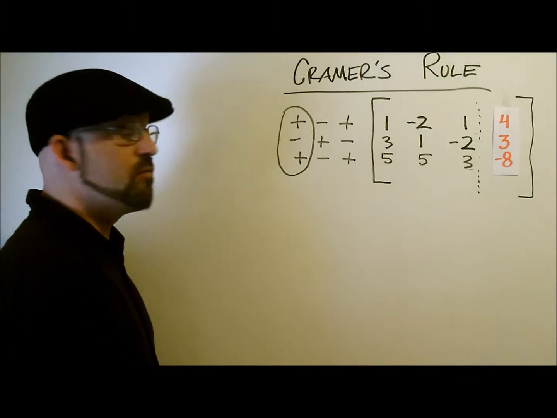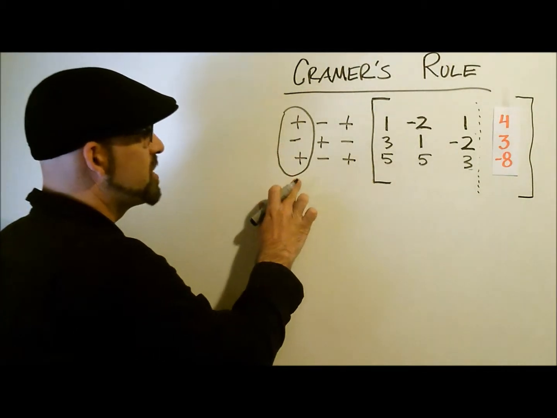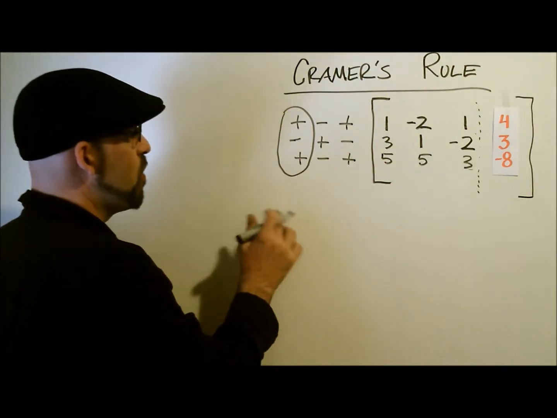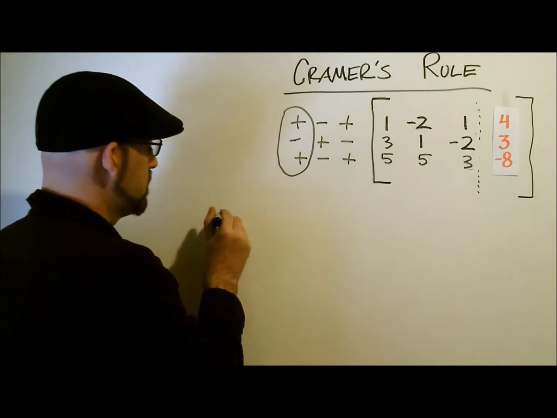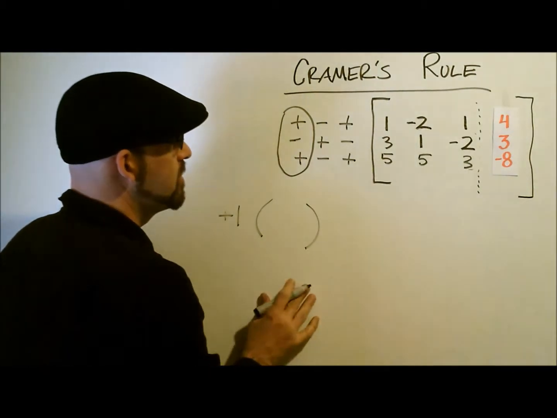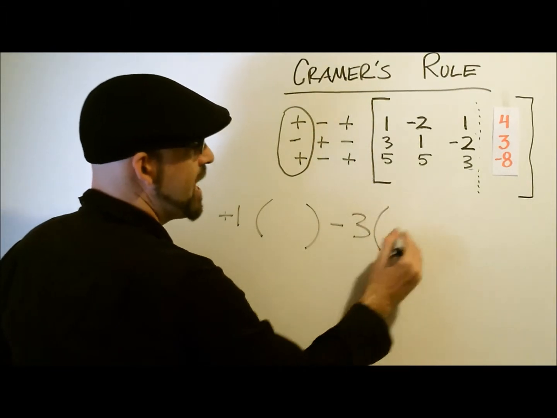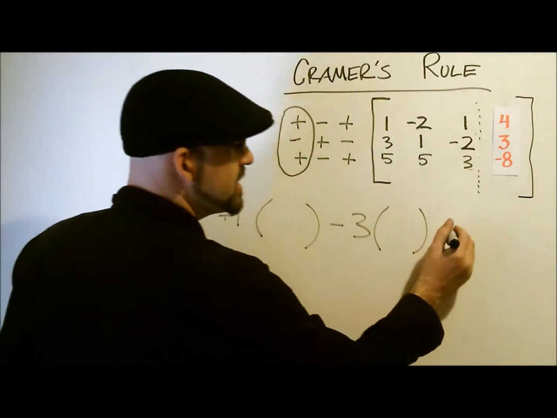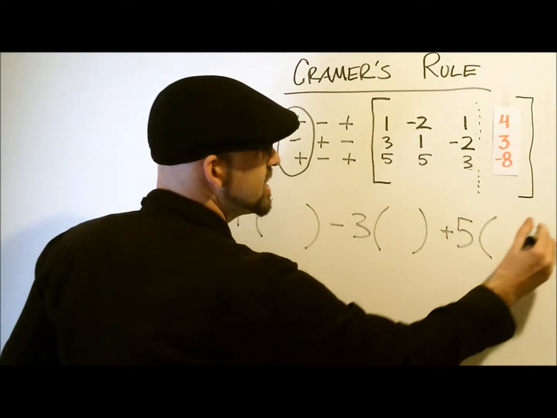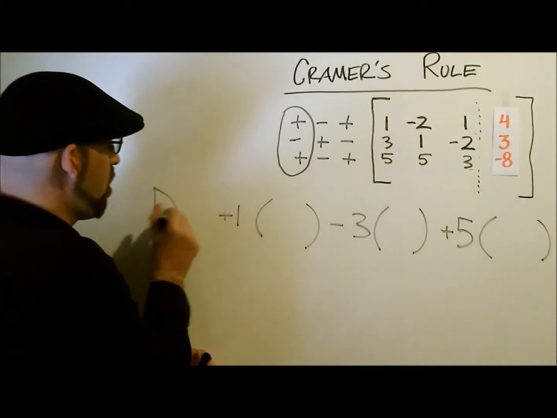In order to find our overall determinant, all we have to do is follow our signs and the column that we choose. So we know we're going to be multiplying a +1 times a minor determinant, I'll explain that in a sec, minus a 3 times its minor determinant, plus 5 times its minor determinant. And that is how we get our overall determinant.